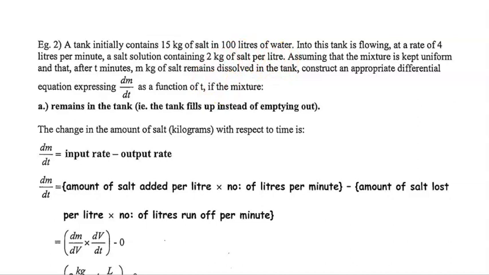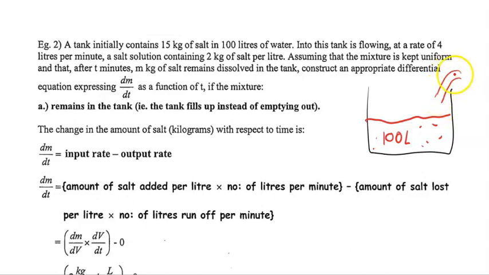So you can imagine a big container, and we've got a solution in here. Okay, we've got 100 litres of water, and we have 15 kilograms of salt dissolved in there. And into this tank is flowing at a rate of 4 litres per minute a salt solution containing 2 kilograms of salt per litre. So there's going to be another solution flowing into this, which contains 2 kilograms of salt per litre of water, so an incredibly salty solution.